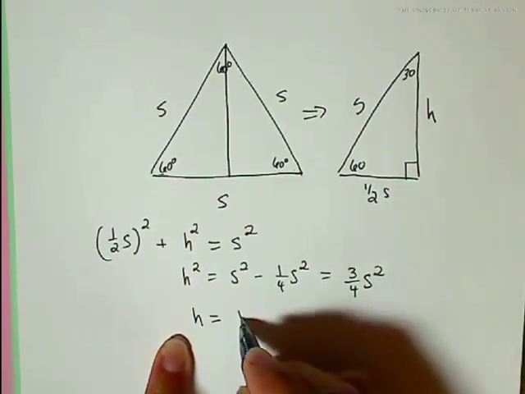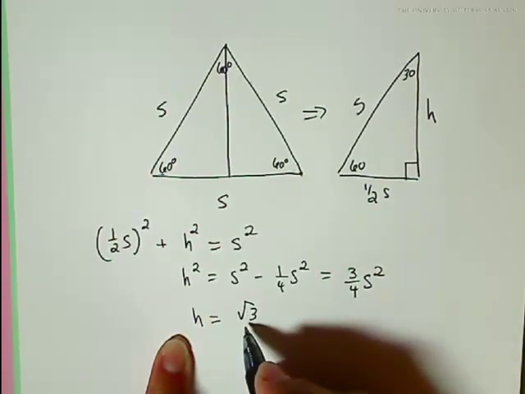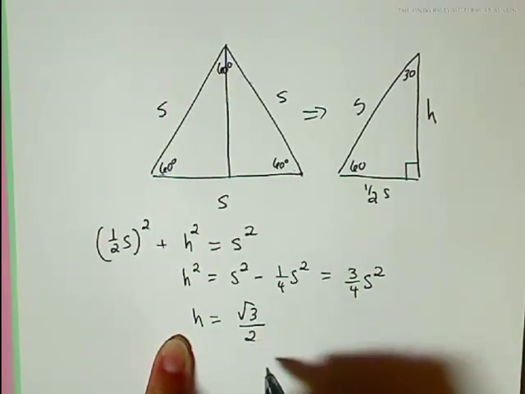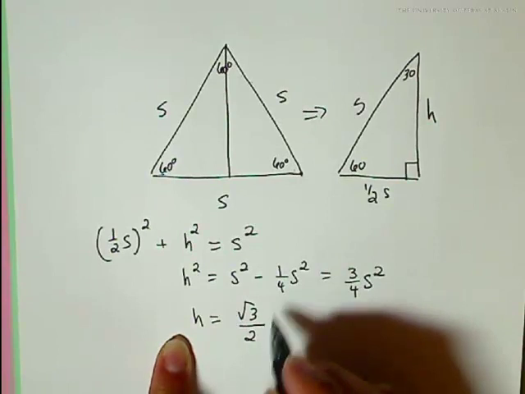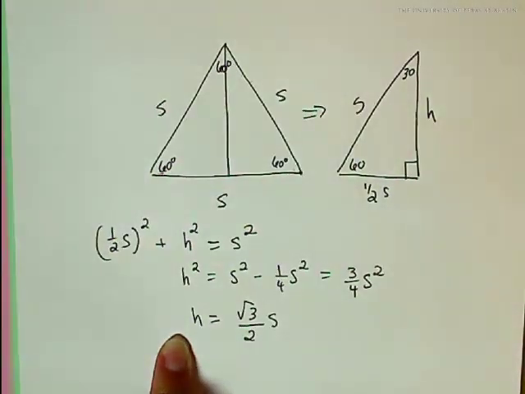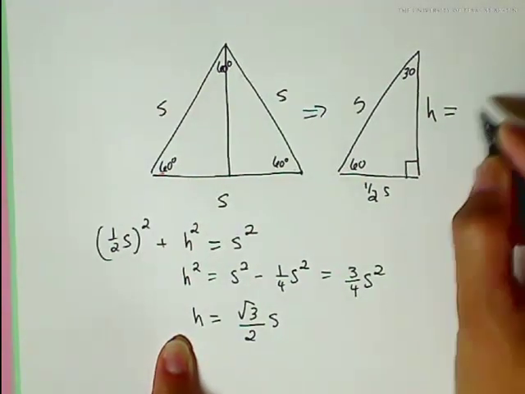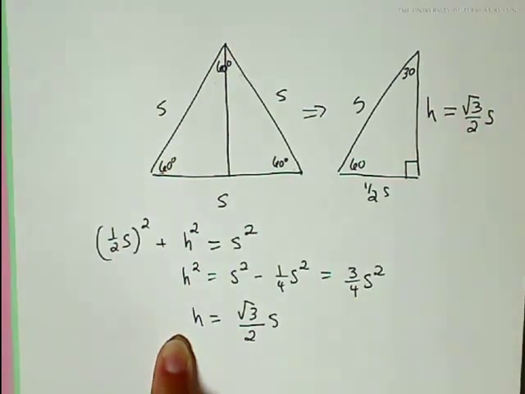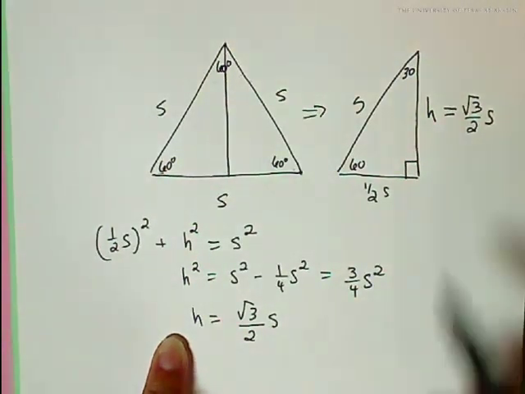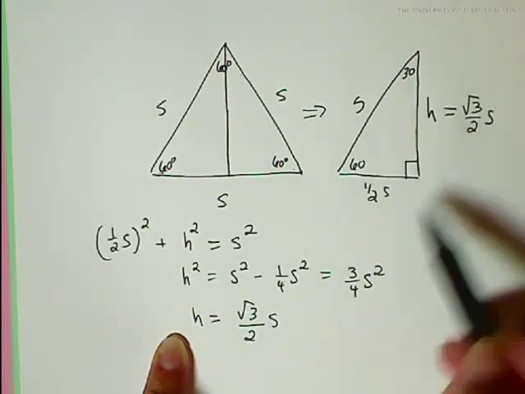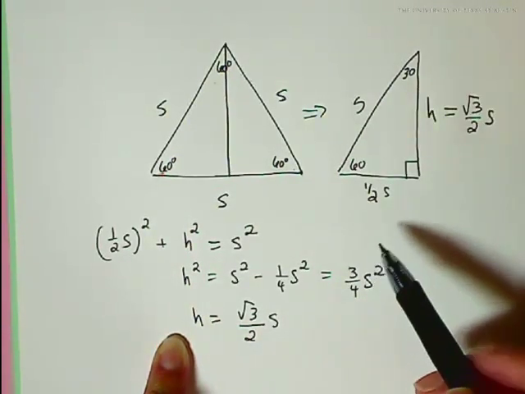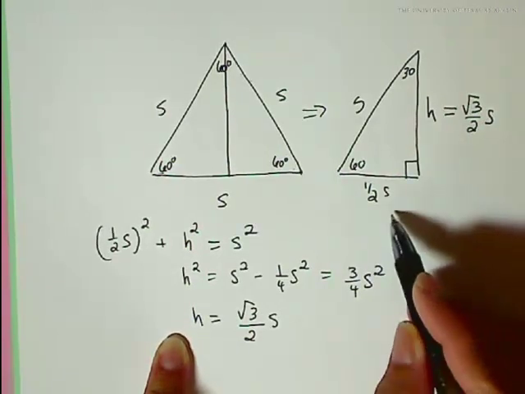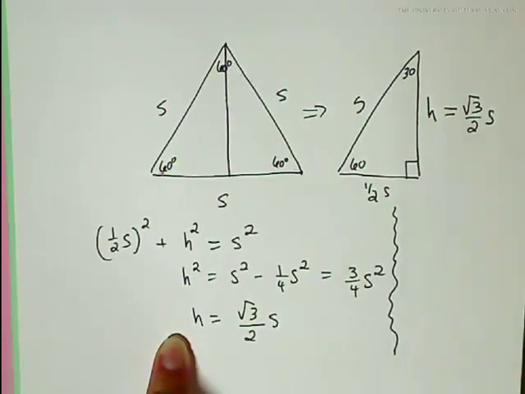Taking the square root of both sides, positive square root, because again we're talking about distance, the height is going to be equal to the square root of 3 over the square root of 4, which is 2, times the square root of s squared, which is s. So my height in this particular case is the square root of 3 over 2 s. Okay, so this is the relationship of all those sides. So let's use that information to write our ratios.